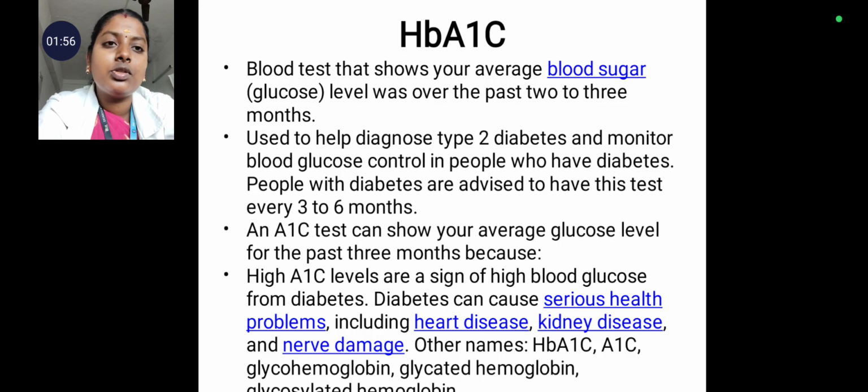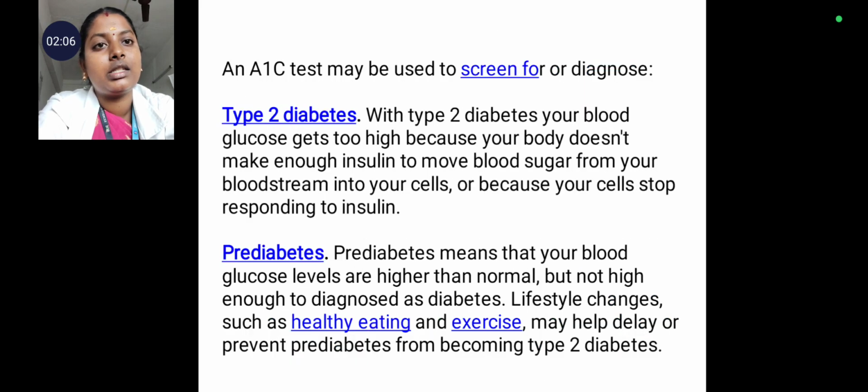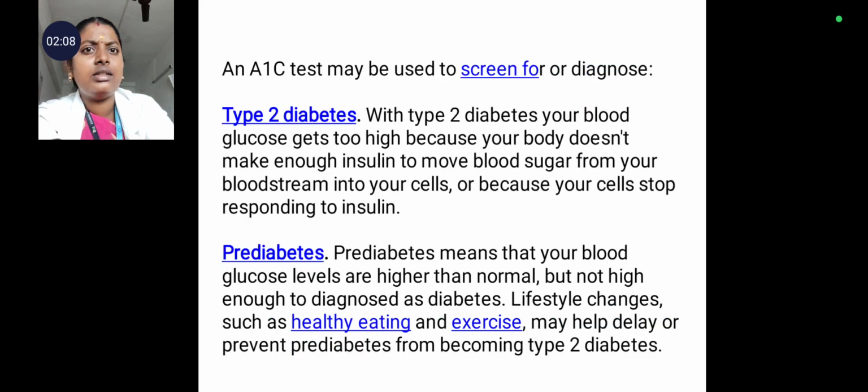The other names for the HbA1c test are the A1c test, glycohemoglobin test, glycated hemoglobin and glycosylated hemoglobin test. This A1c test may be used to screen for or diagnose only type 2 diabetes. For type 1 we don't diagnose with HbA1c; only type 2 diabetes requires it.